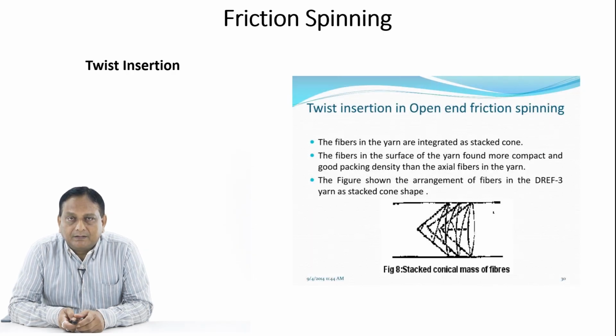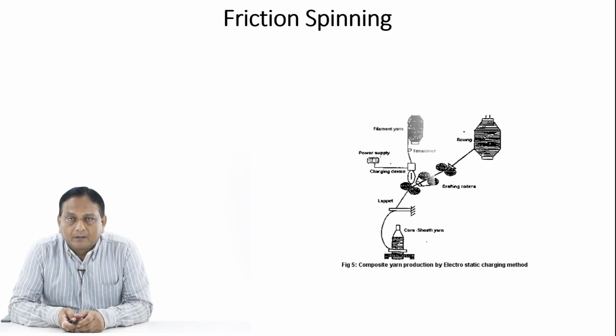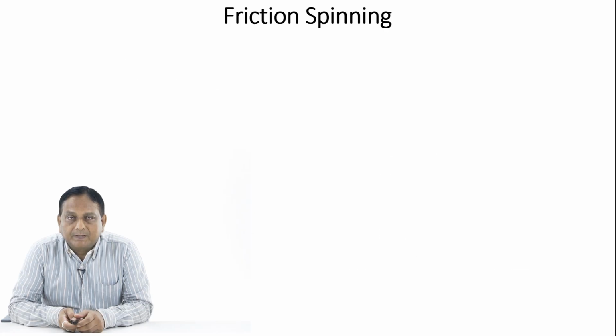As you can see in the diagram, this is how this mass of fibers is operated here. The twist insertion in open-end friction spinning is shown in this diagram. As can also be seen, this is twist insertion in core type friction spinning. So how this core spinning takes place in the friction spinning method.